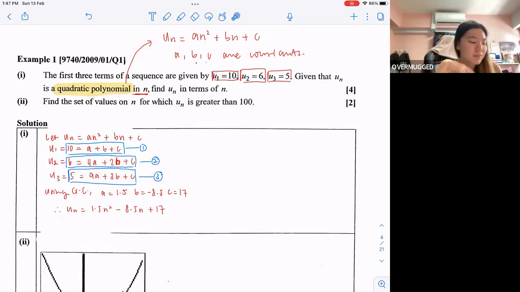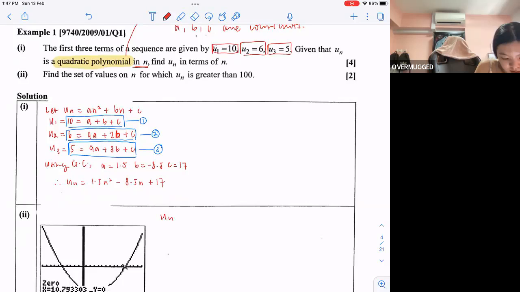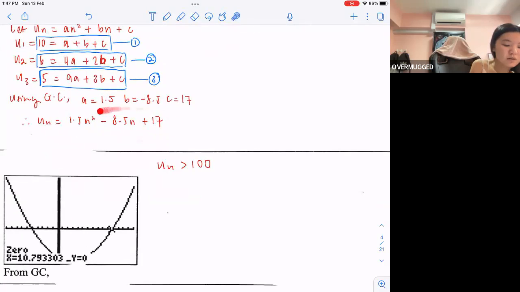Okay, let's move on to part 2. Find the set of values of n for which un is greater than 100. Again, just use the clue in the question. They tell me that un is greater than 100. And I know that my un follows this general formula. So I'm going to plug that in, using part 1. So that means that my 1.5n squared minus 8.5n plus 17 has to be more than 100.